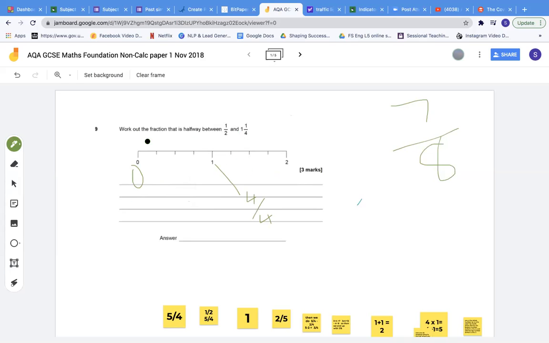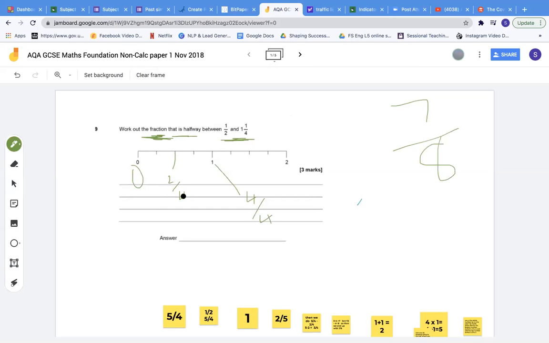I'm just trying to remember how it went from 0 to 1. Yeah, go back to the question: work out the fraction that is halfway between 1/2 and 1/4. So it'll be 4. That'll be 2/4 in the middle. In the middle, here. Yeah, that'll be 2/4. So that's okay.